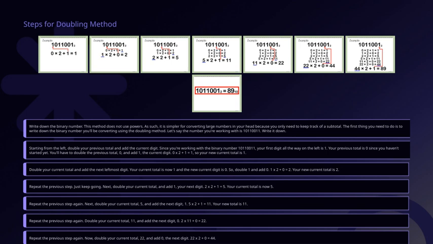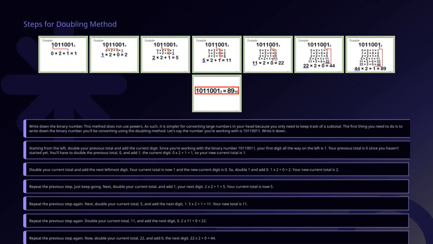Next, start from the leftmost digit. The process is to double your previous total and then add the current digit. Since we're starting fresh, our previous total is 0. The first digit on the left is 1. Double 0, which stays 0, and then add 1. That gives us 1. Now look at the next digit, which is 0. Double our current total of 1, which gives 2, and then add 0. So 2 plus 0 equals 2. Our new total is 2.